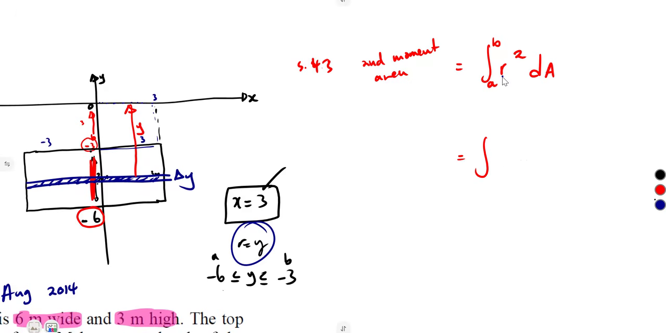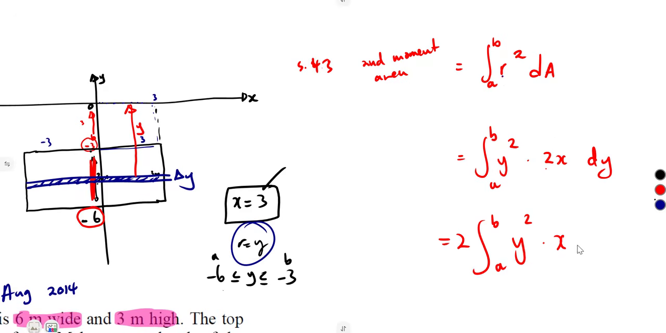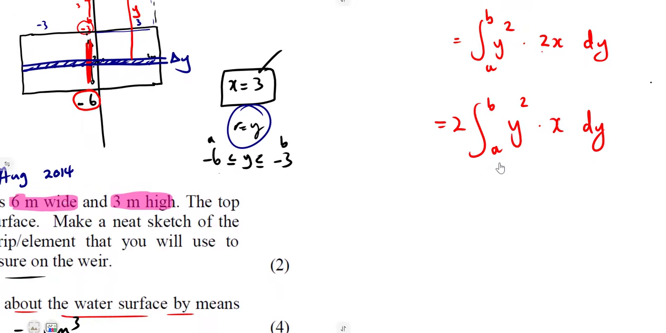So we're going to substitute r squared as y, so it's y squared. Our dA, remember, it's always 2x dy from A to B. Just like that, you can take the 2 outside. That's in your hands. So this is it, guys. The only part that changed is the y squared.